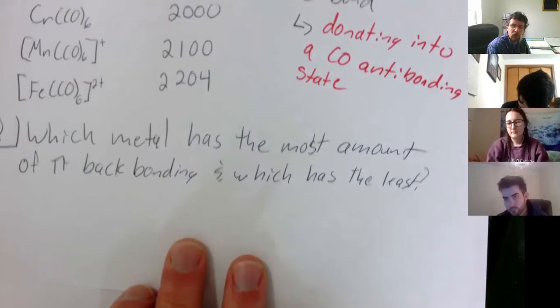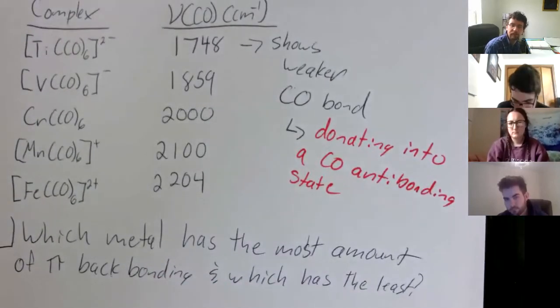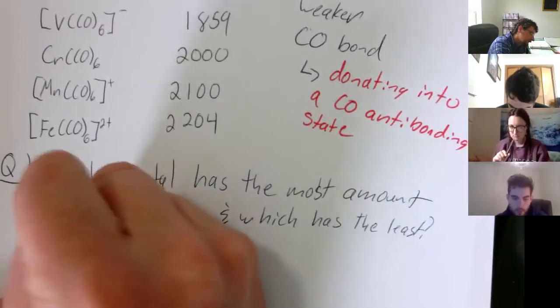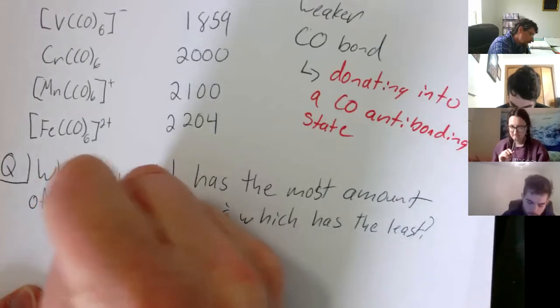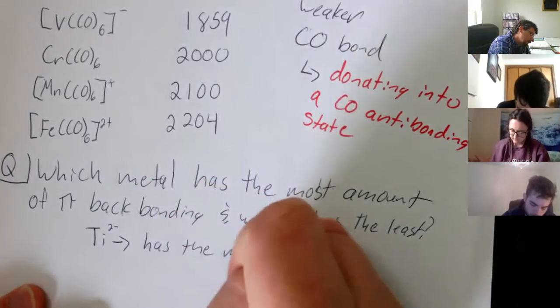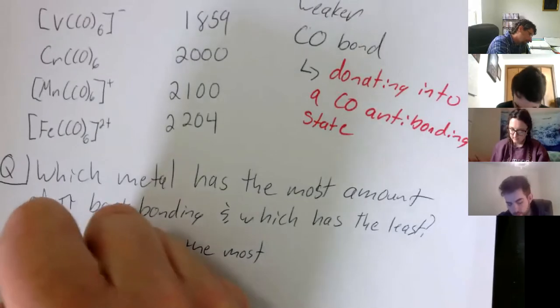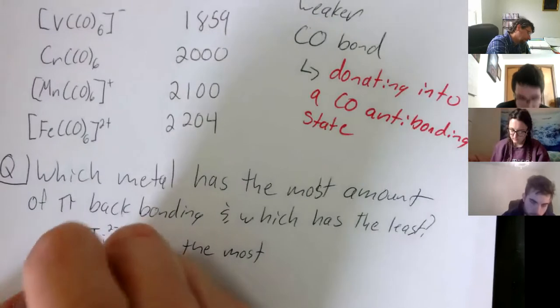Okay, so we're trying to gauge which one has the most, which one has the least, looking at that table. Let's see. Titanium then? So titanium has the most or the least? Most. Yeah, it has the most. Titanium 2 minus has the most. Which one has the least then? The iron. Yep, and what's the oxidation state on that iron? 2+. Yep.